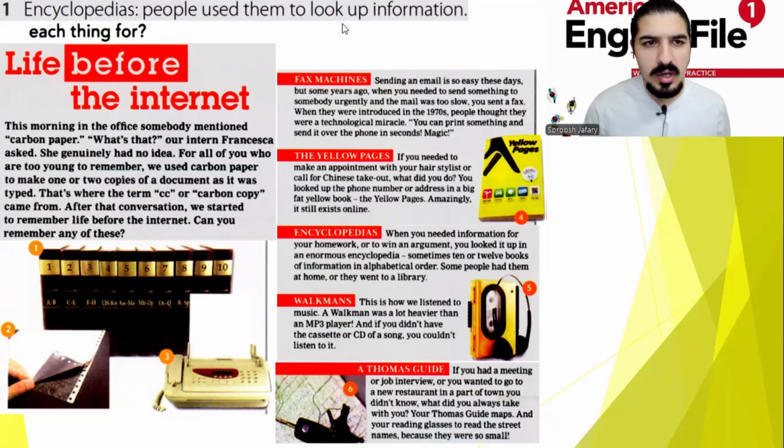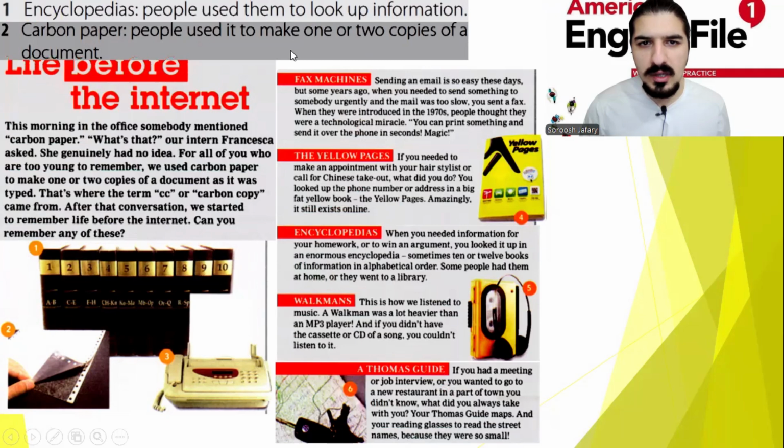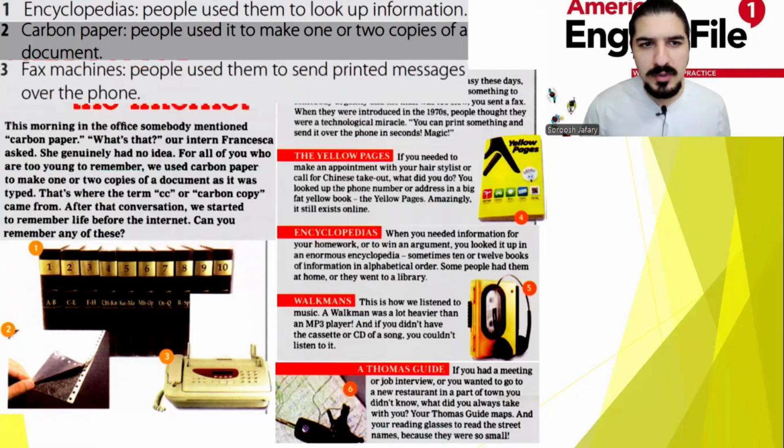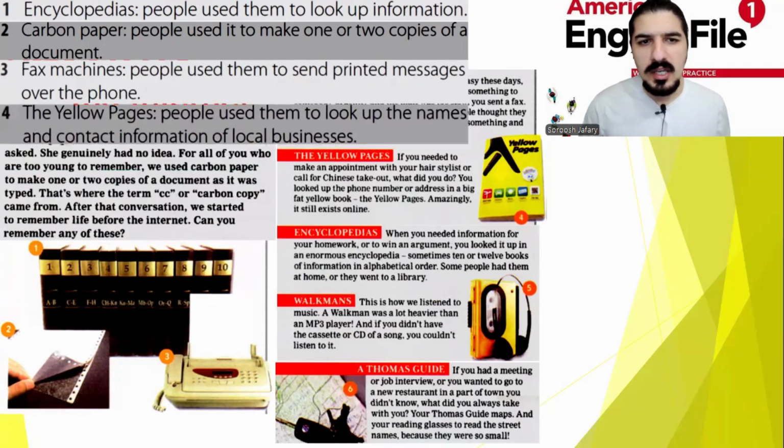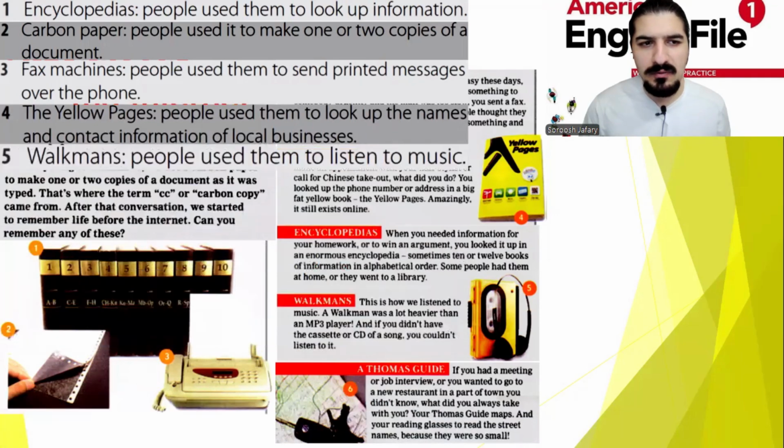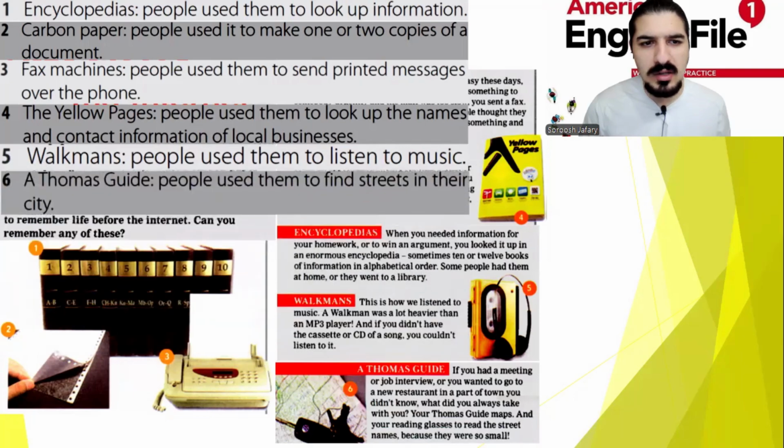Number two, the carbon copy, to make 2 copies of a document. And number three, the fax machine. We can say the previous version of emails. And number four, the yellow pages, and they are actually available these days. And number five, Walkmans to listen to music. And last one, a Thomas Guide. Right now we use Google Maps for that.